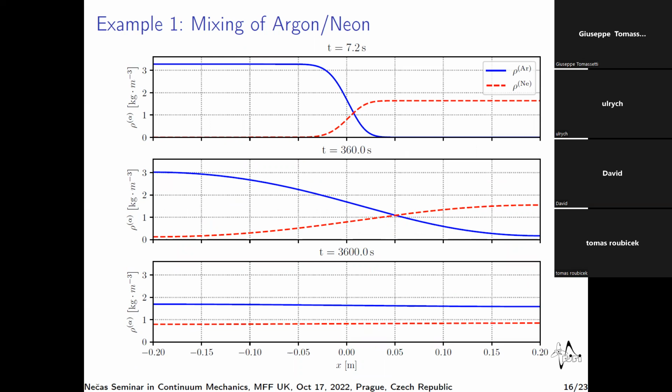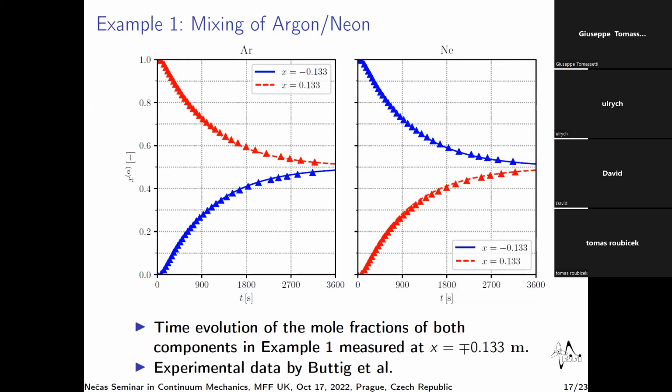We can measure these values as a function of time, and these are the measurements which are from the literature. These triangles and the continuous lines are the results of our computation. So we can see that our model can really fit the experimental data very well.